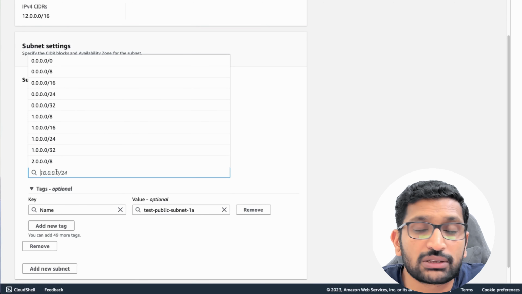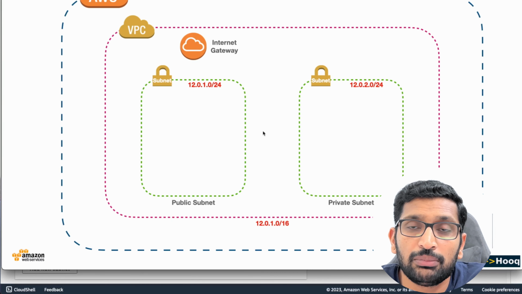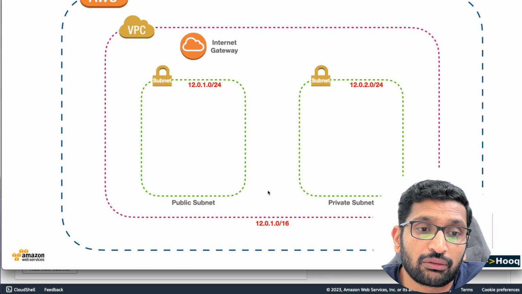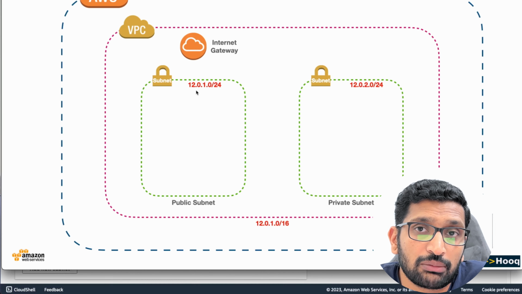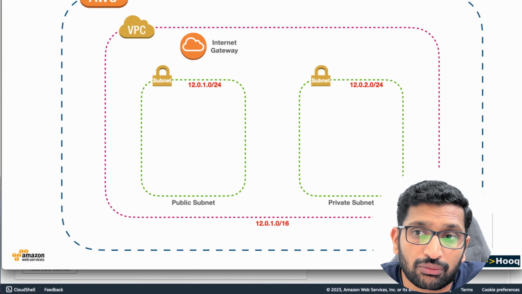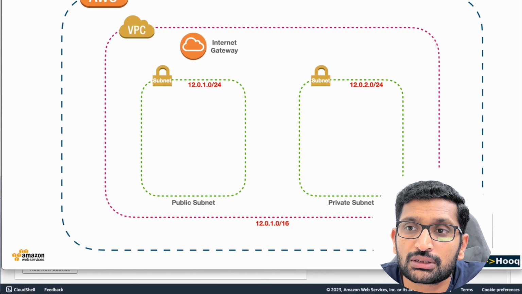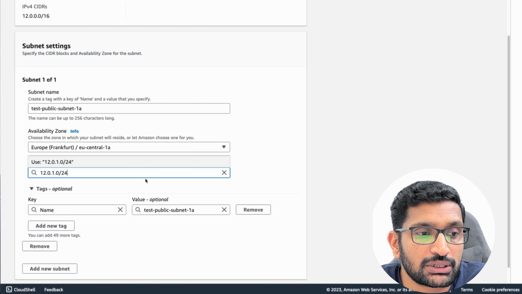Here we need to specify the IP range. And again, remember, we need to specify the IP range of our VPC, which we have created. So we have created 12.0.1.0 for our VPC. So we will work on that same IP range. So we are just going to assign 12.0.1.0/24. So I'm just going to copy this particular IP range, go back to my console and paste it over here.